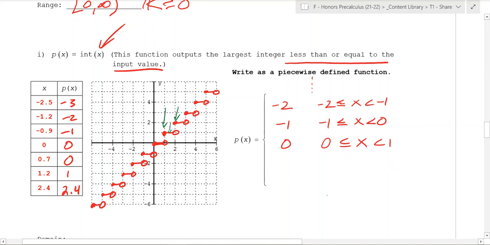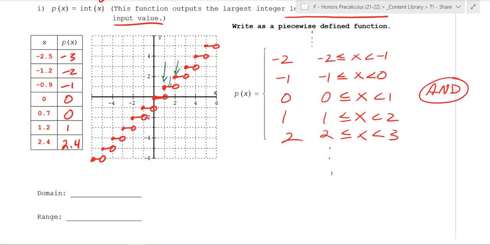You could keep on writing these, but remember the dots keep going here. So it's equal to 1 when x is greater than or equal to 1 and less than 2. And it's equal to 2 when x is greater than or equal to 2 and less than 3. These are and statements. Start reading them from the middle. Now one of the fun things here is, what's the domain?